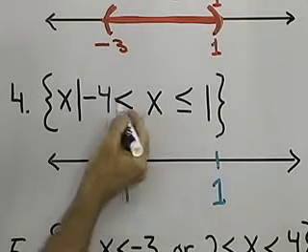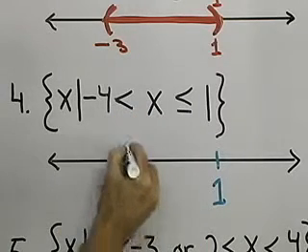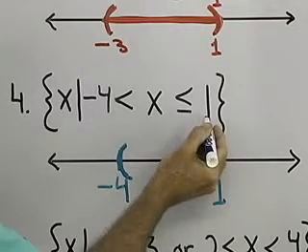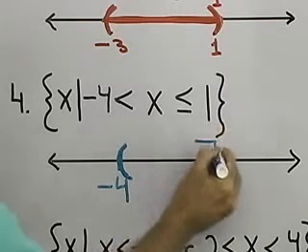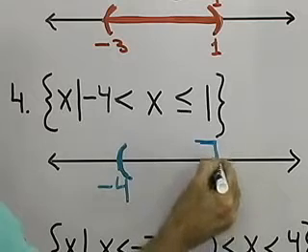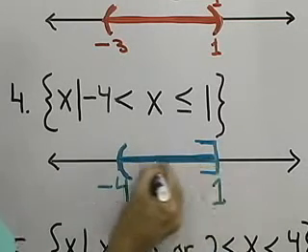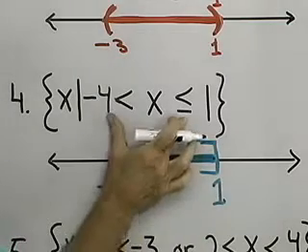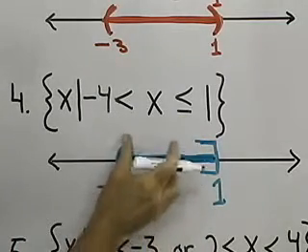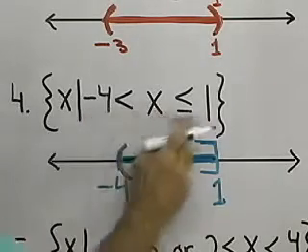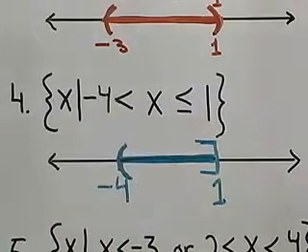I want everything up above -4 but not including -4, so I use my parenthesis like that. I want everything down below 1 and including 1, so I use my bracket like that. And I graph the common part, which is in between here. So this is a continued inequality, and it stands for all the real numbers x that are between -4 and 1, not including -4, but including 1.